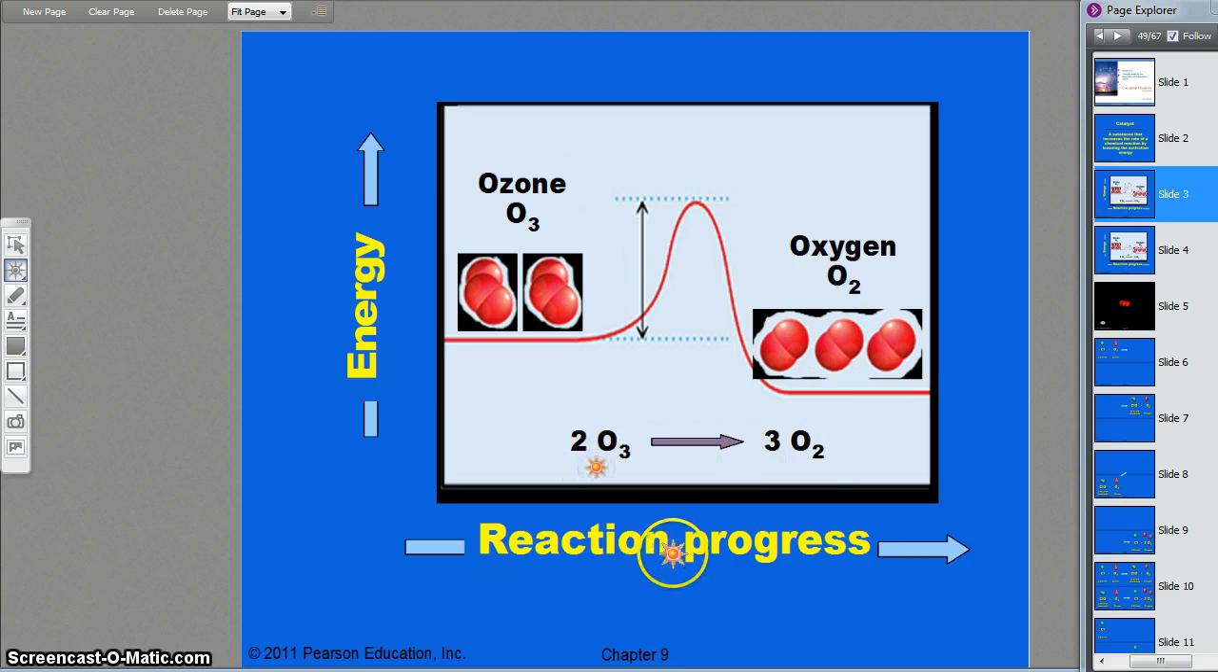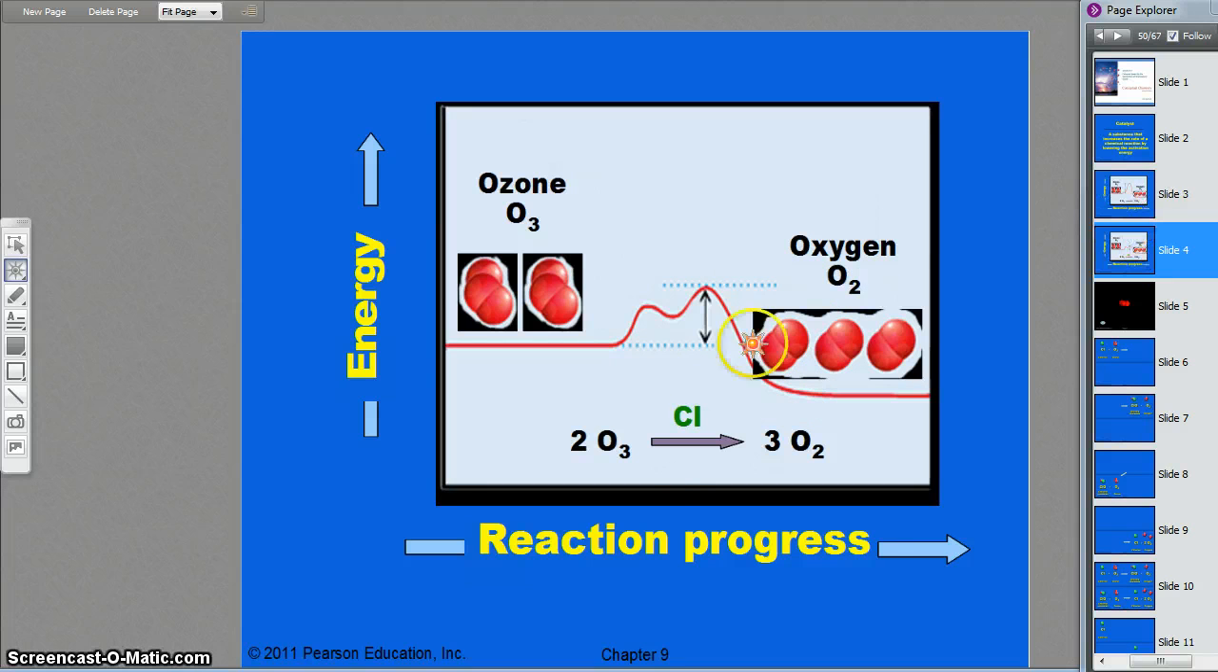There's 6 oxygen atoms on the left side. There's 6 oxygen atoms on the right side. So ozone does tend to become oxygen molecules. And you can see that the oxygen molecules are at a lower energy level. So that's a favored reaction to happen.